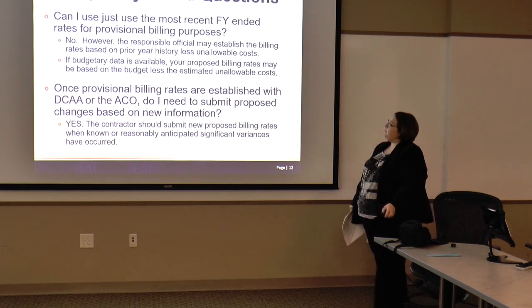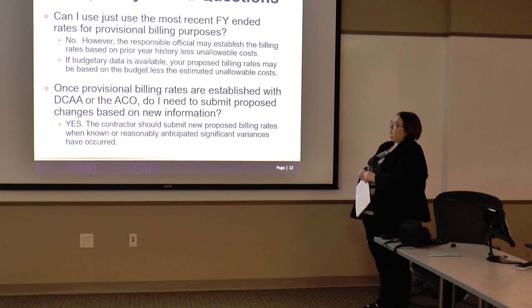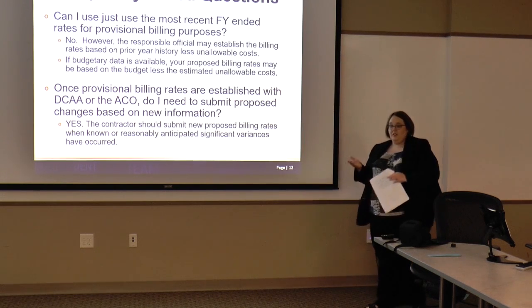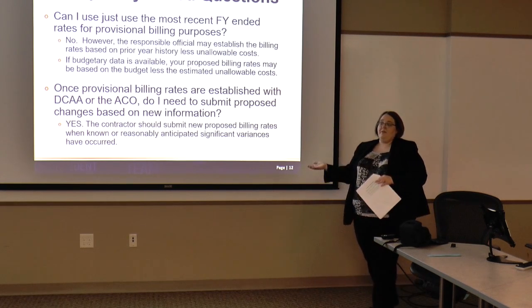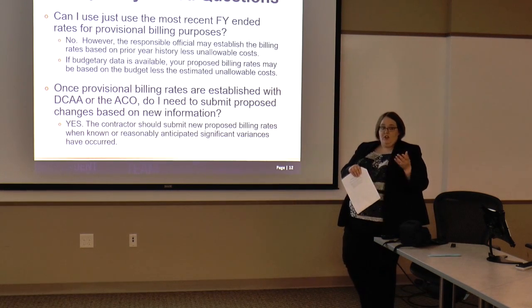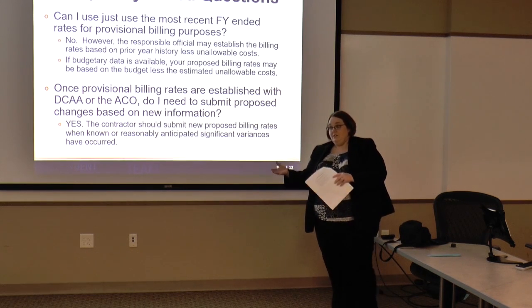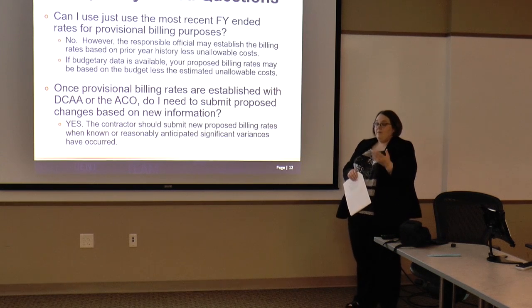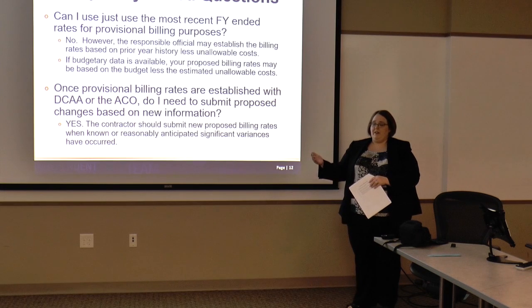So can I just use the most recent year-end rates for my provisional billing rates? And the answer is no. The responsible official may establish the billing rates based on prior history, less unallowables, but you should look at those prior years and ask, is that a true indication of my future? If it is, then maybe your historical rates are the best thing to submit. But you have to look at the data and ask, do I have any anticipated changes?